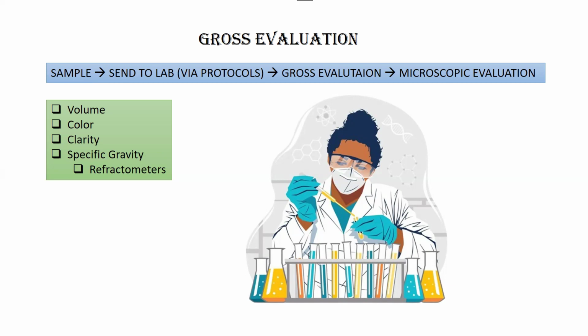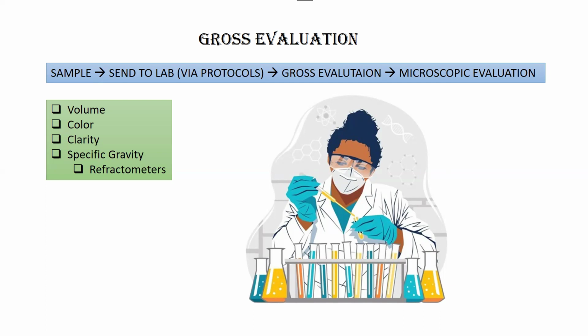In the gross evaluation, we have these four things. Number one, volume. We measure the volume we are having. Number two, color. We are going to see the color variations, what each color tells. Number three is clarity. Clarity means transparency of the urine. If you are having a very clear, transparent urine, it means the animal is hydrated.